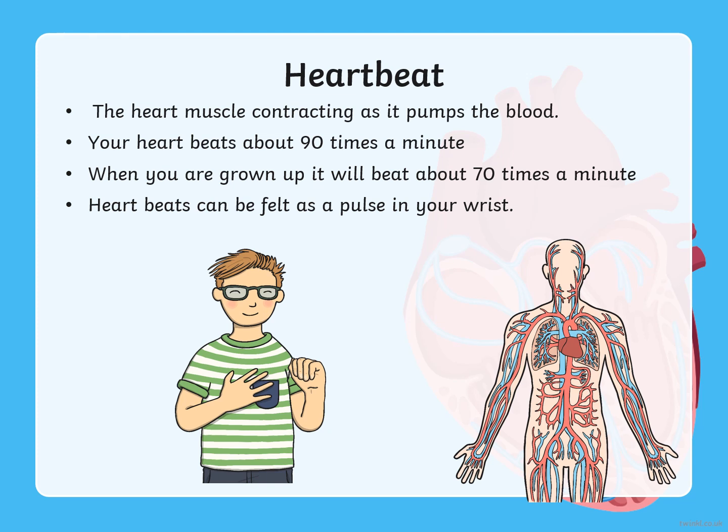Your heart beats about 90 times a minute when you are small, and about 70 times a minute when you are grown up. Heartbeats can be felt in parts such as your wrist, as I told you in the first session when we were talking about the heart. When you put your hand on your wrist, you will feel the pulse.